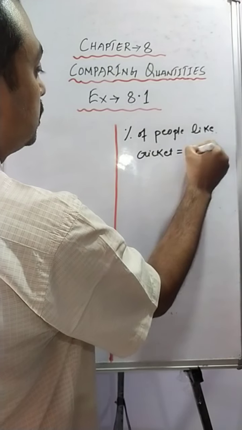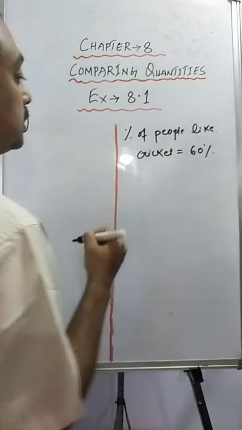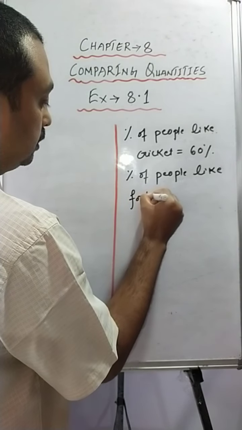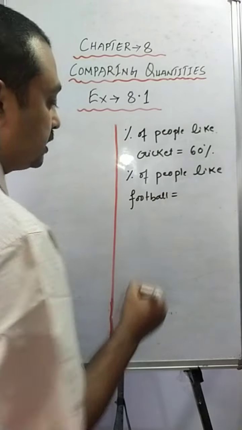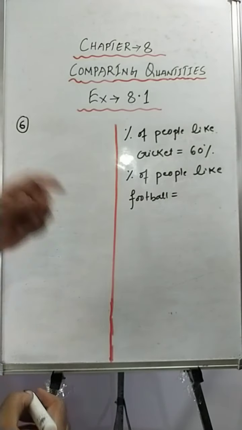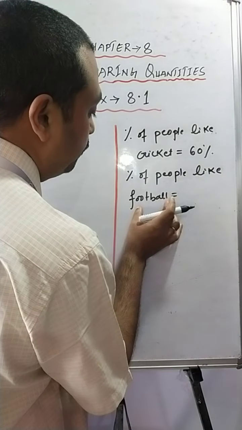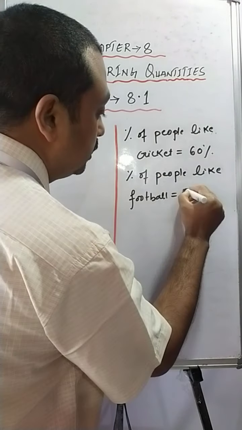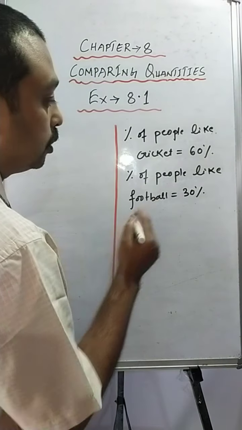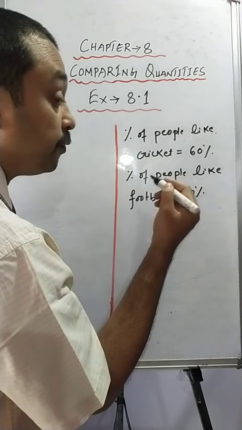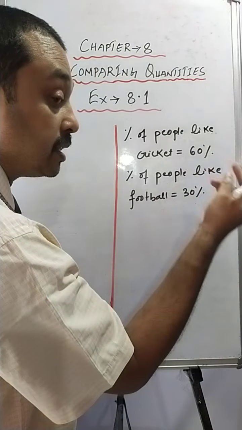So that would be what? 60%. And what is the other information they have given? Percentage of people who like football. The Euro Cup has started, isn't it, boys? So I believe that most of you are watching this. So the percentage of people who like football is equal to what? 30%, given. So what is the sum of this 60% and 30%? Now we have to find out the remaining percentage.